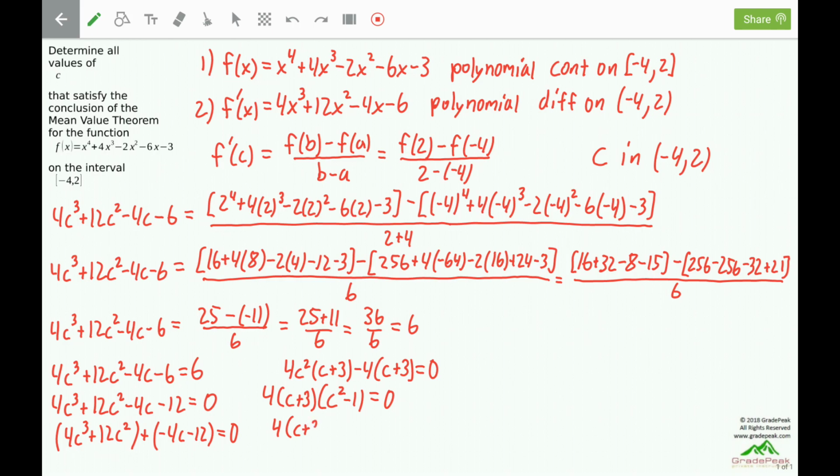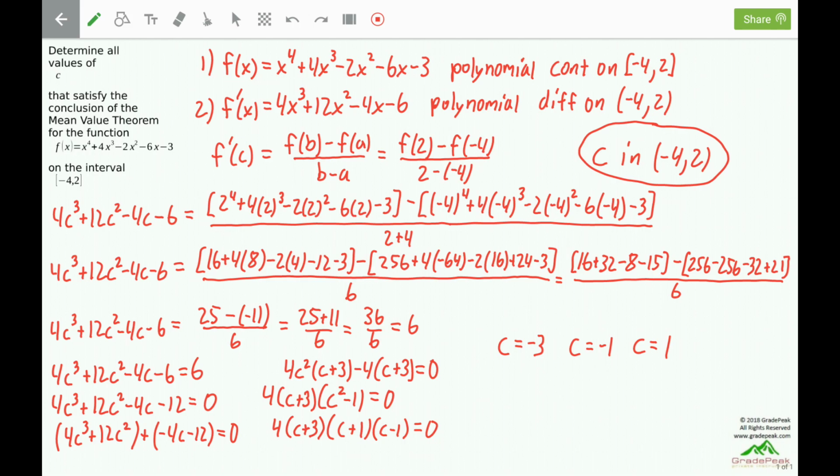Which means we have a difference of squares, which can factor into c plus 1 and c minus 1. So since this is equated to 0, we can have the c be a -3, the c be a -1, or the c be a +1. We only want to keep those that are in the interval for the conclusion of the mean value theorem. The interval -4 to 2, not including either end.